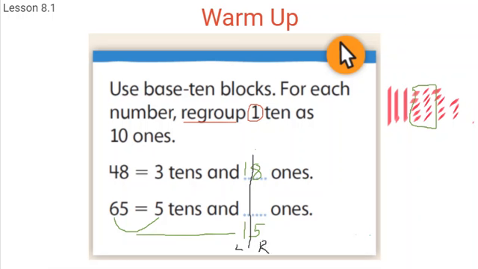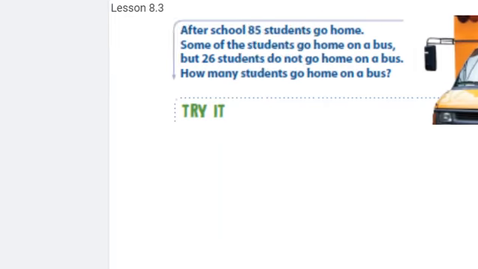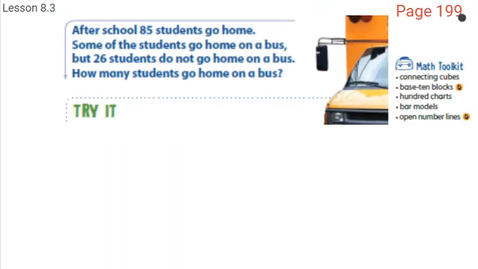Okay, now we're going to be opening up the book, or if you have the sheets in front of you, or you can go, I posted the PDF for this. You can look at that and then write down the problems on it in your notebook or a piece of paper. Here we go, page 199. Let's read through this. It says here, after school, 85 students go home. Some of the students go home on a bus, but 26 students do not go home on a bus. How many students go home on a bus?